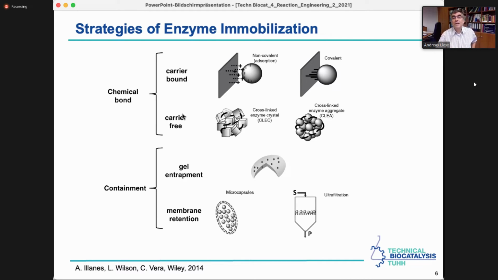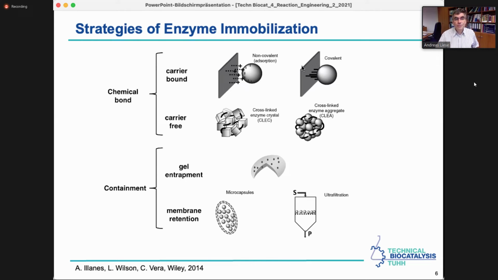Industrially, the CLECs were the first developed. Industrially, nowadays we apply the CLEAs because the cost to produce these CLECs is much too high because of the high number of purification steps. Then we still have gel entrapment, where we have just a gel, and in the gel we have integrated our enzymes. Here we have the challenge that for sure we always have to fight with diffusion limitation, because all our reagents need to diffuse into the material and out afterwards.